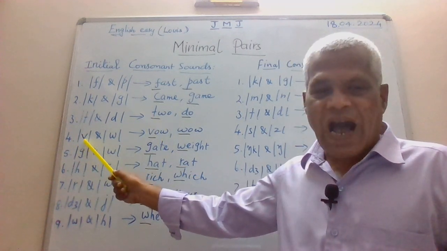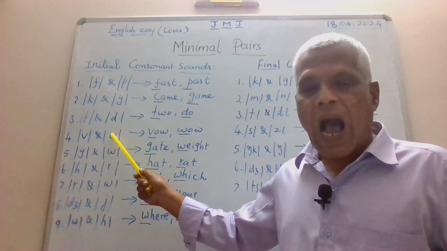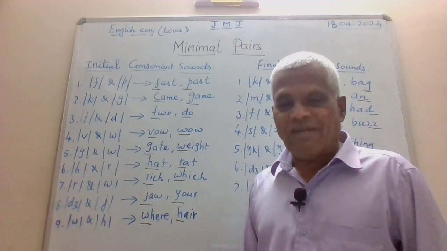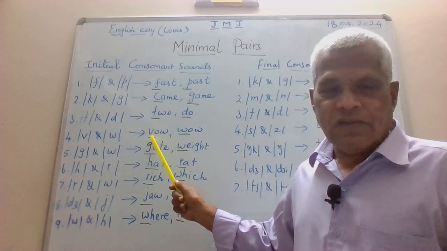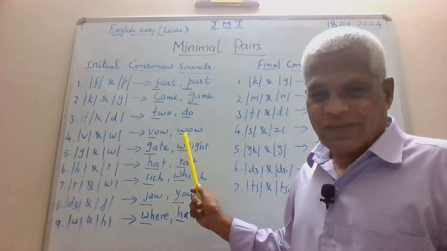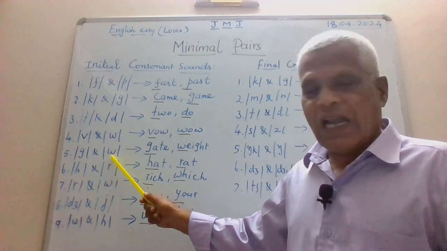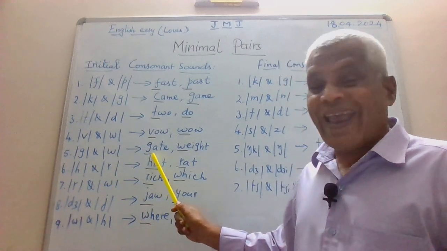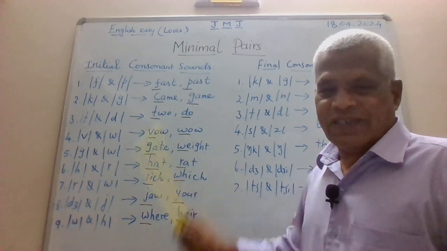This is V, and this is W. See, wow, wow. Again, this is G, and W: gate and wait, gate and wait.